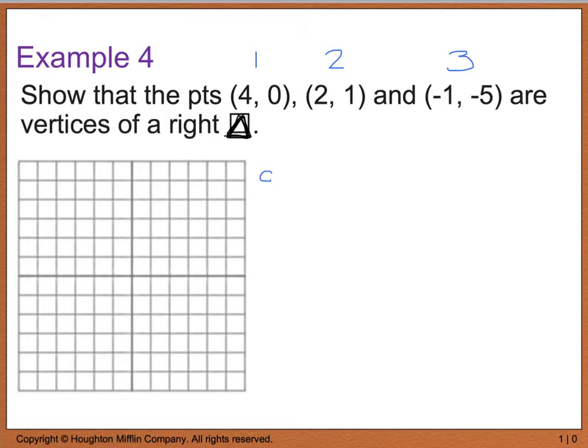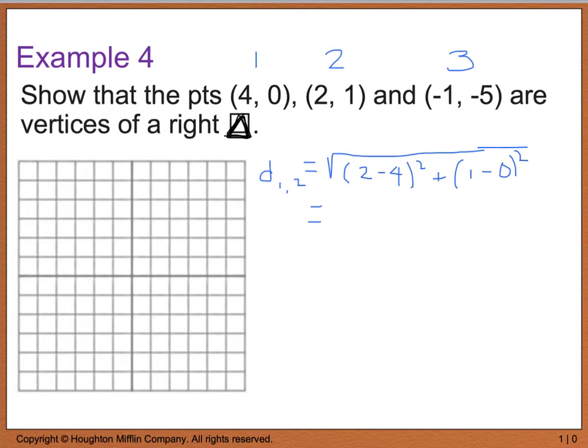So I'm going to go D, 1, 2. That tells me I'm looking at the distance between the points 1 and 2. And I'm going to use the distance formula. So x1, y1 are going to be from point 1, and x2, y2 are going to be from point 2. And I see that I have 2 minus 4, the quantity squared, plus 1 minus 0, the quantity squared.